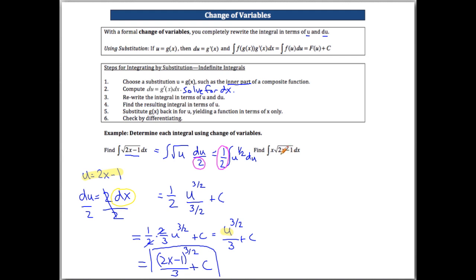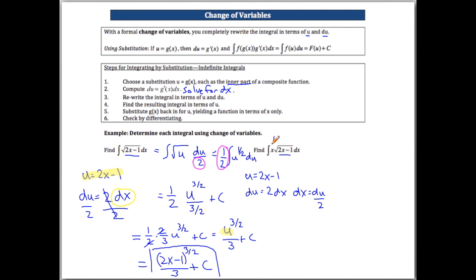So here I can see my inside function. It's going to be 2x minus 1. So we'll just say u equals 2x minus 1. And now du is going to be 2 dx. And notice what we need to do now is figure out what dx is in terms of u. So we're just going to divide by 2 here. So dx really equals du over 2.